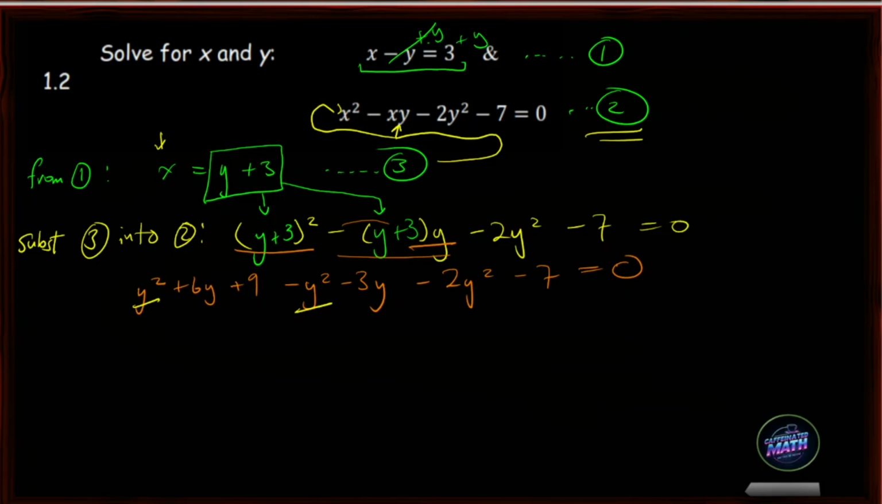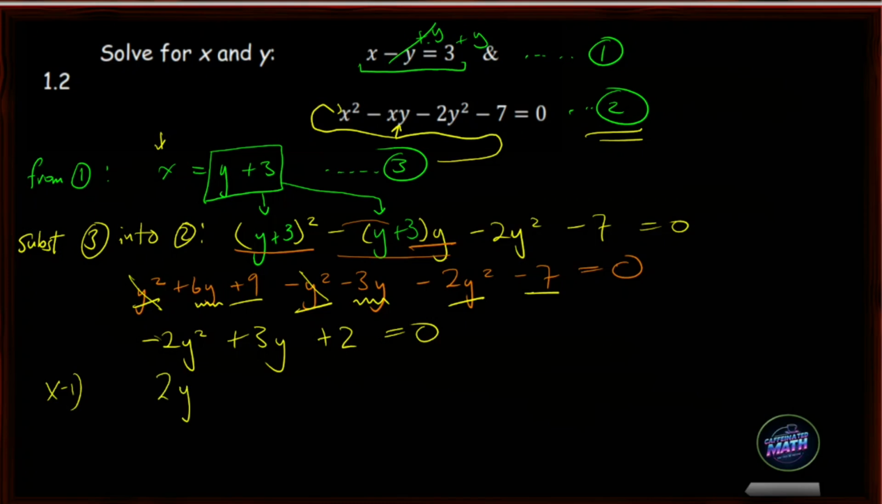Now collect like terms. What we'll find is y squared minus y squared zeroes out. And then we're left with negative 2y squared. Let's see, 6y minus 3y, those add up to plus 3y. And then finally, 9 minus 7 is equal to plus 2. That's all equal to 0. Let's just multiply with a negative 1 right through. And what we'll find is we have 2y squared minus 3y minus 2, all equal to 0, of course.